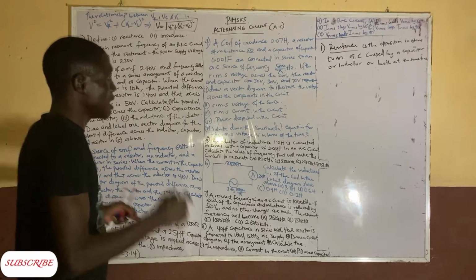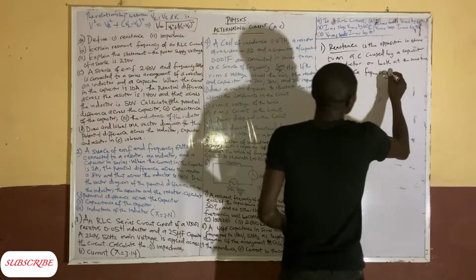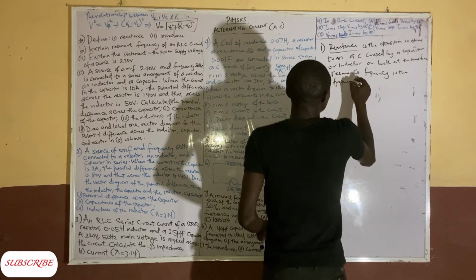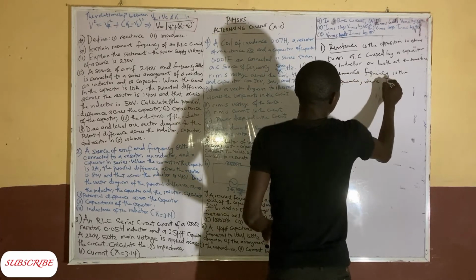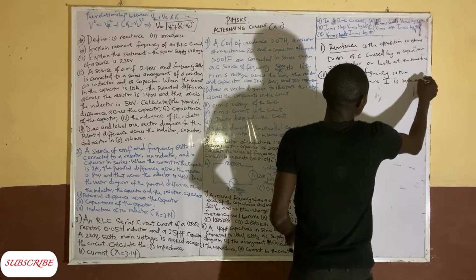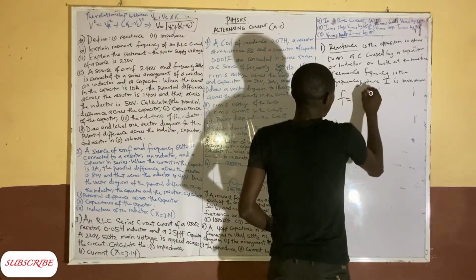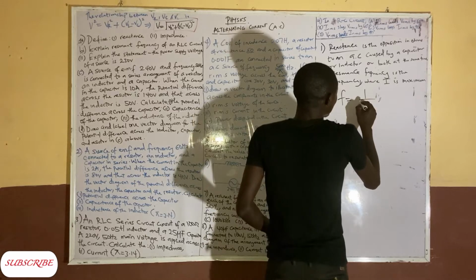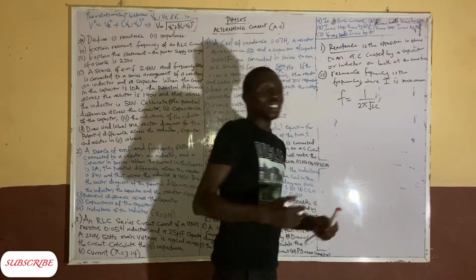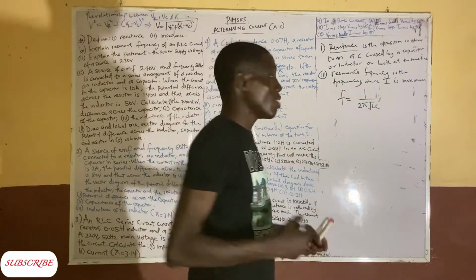Now, explain the resonant frequency. Resonant frequency is the frequency where I is maximum. So it's the frequency where I is maximum. The formula for resonant frequency mathematically is equal to 1 over 2 pi root LC. If you don't know the definition, you can go right to the formula. You are going to have full marks.